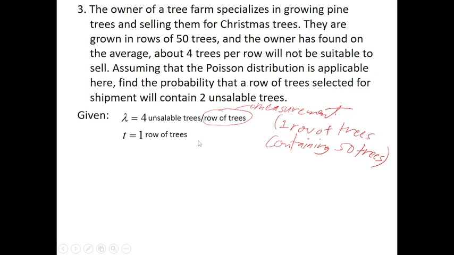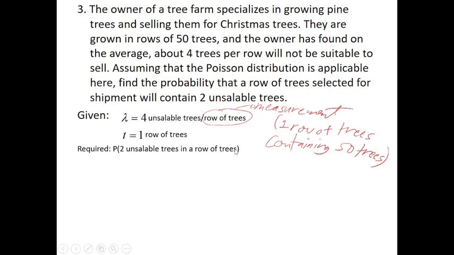Okay, so in that case, what is required in the problem is this. Find the probability that the row of trees selected for shipment will contain two unsaleable trees. Okay? So we are to find the probability of having two unsaleable trees in a row of trees.